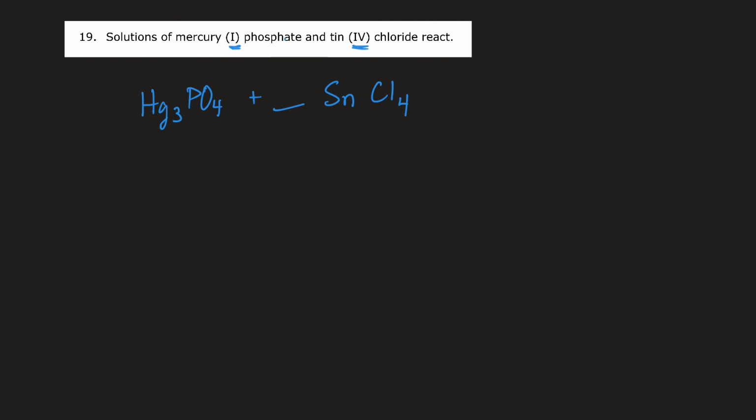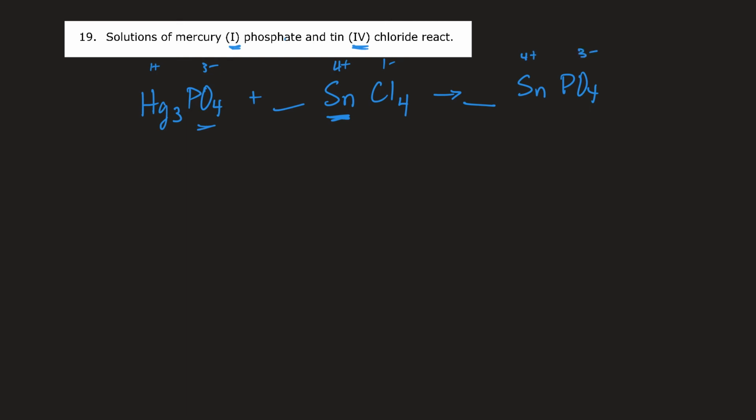Okay, so this was a 1 plus. I should have erased those. This is a 3 minus. This is a 4 plus. This is a 1 minus. Okay, so who's going to go with who? I'm calling the tin going with the phosphate. So the tin and the phosphate get together. So tin's a 4 plus, phosphate's a 3 minus.